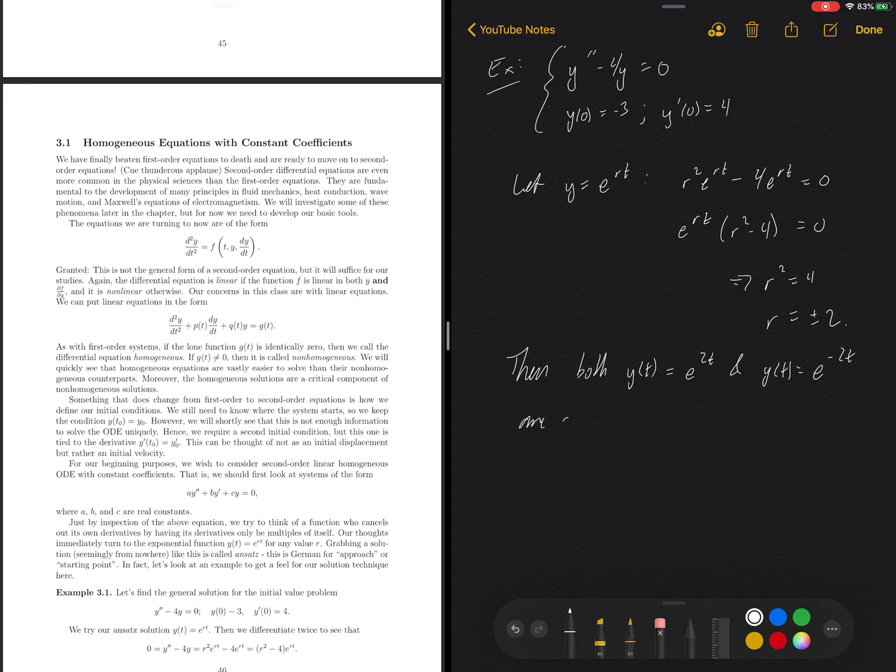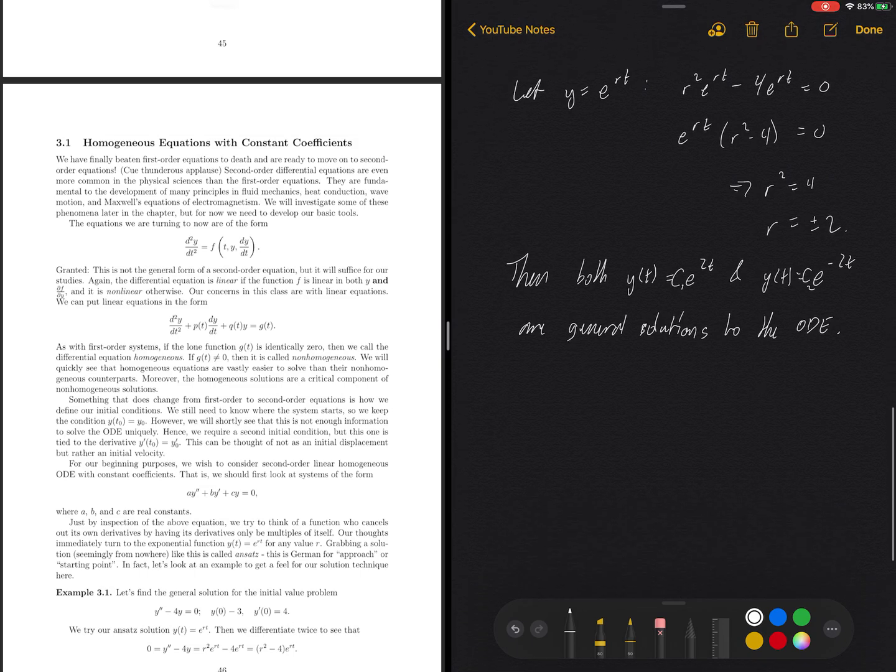Then what this means is that both y of t equals e to the 2t and y of t equals e to the minus 2t are solutions to the equation. And I should use constants here, I should say general solutions.